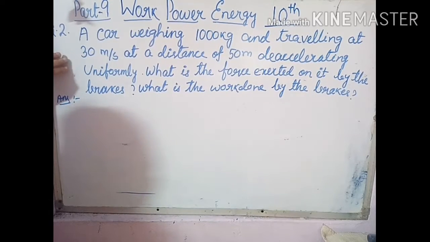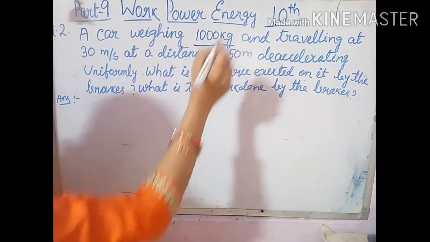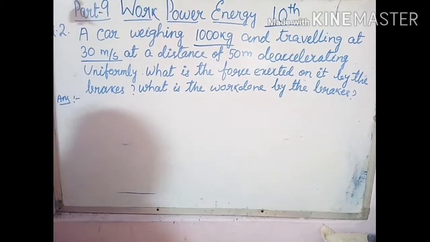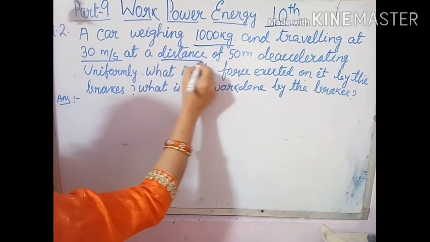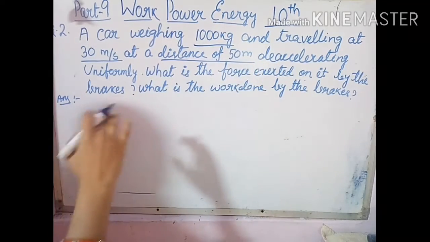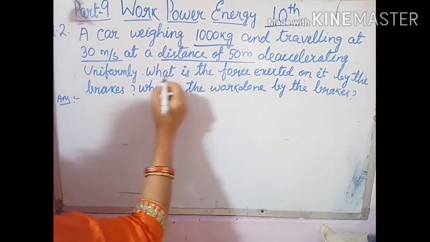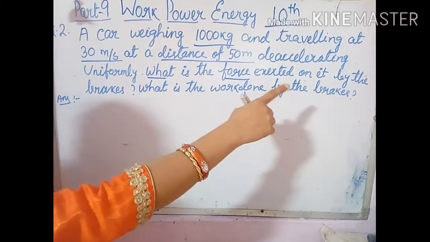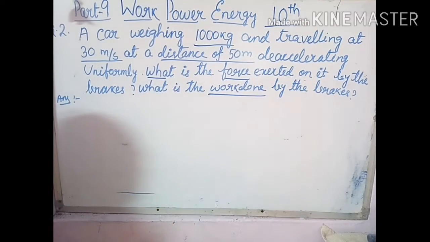Now children, see the next question. A car weighing 1000 kg, that is the given data, and traveling at 30 meter per second. It is already traveling, and here velocity is given, at a distance of 50 meter, means S is given. Decelerating means retardation occurs, it lessens its speed uniformly. First it is asking the force exerted on it by the brakes. Then, what is the work done? Two questions it has asked.